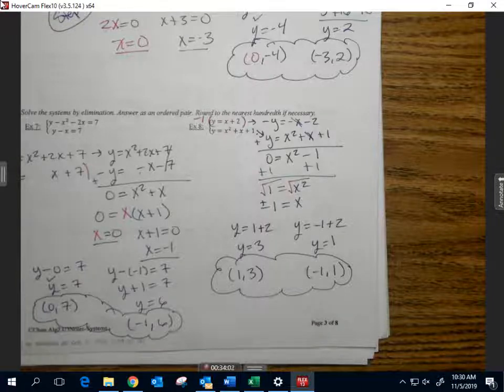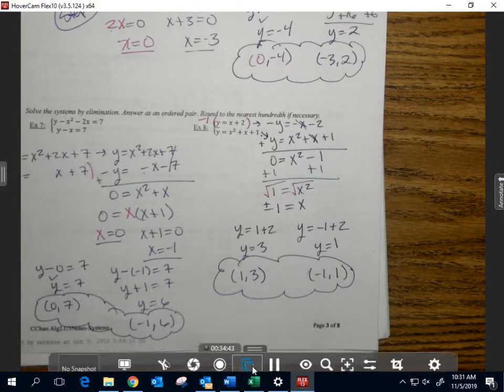Alright. So on your homework page, so it's the first page of your homework packet, you're going to do numbers 1, 3, and 5. It should be the last ones that you haven't done yet. 1, 3, and 5. Okay? And that is all.